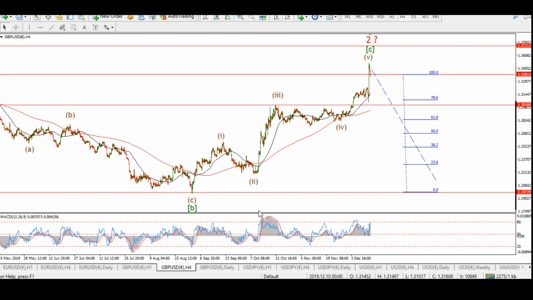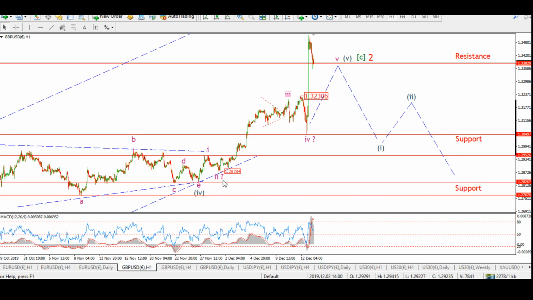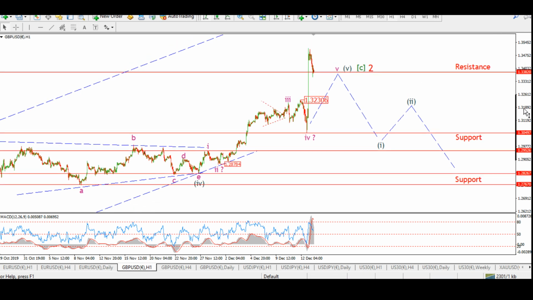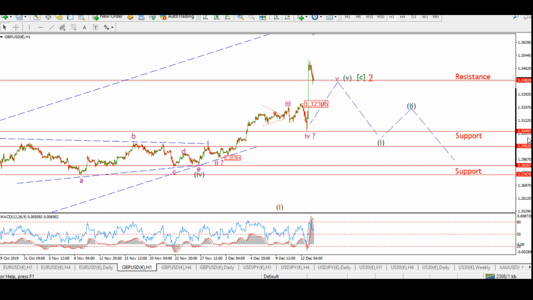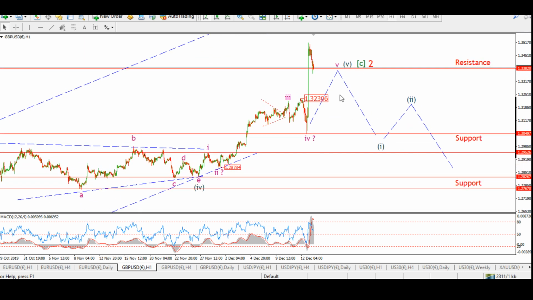And this wave 5 here, if you go into the hourly chart, you can see that triangle wave 4, 1, 2, 3, expanded flat, 4, 5. We're falling again today, early trade. We'll see how that develops. I don't think there's any other way to view that at the moment. We've hit that target level.